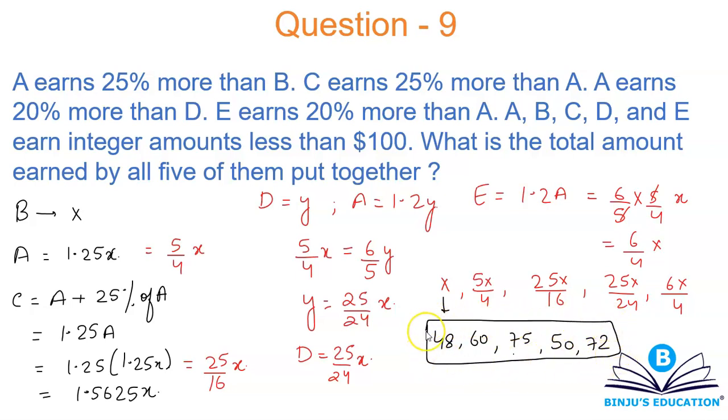Now the value of x can be any multiple of 48. For example, you can take it to be 96 also, but if you take it to be 96, then all of them will not earn an integer amount less than 100. Some of them will earn an amount which is greater than 100. Or you can simply multiply these numbers by 2 also, because 96 is twice of 48. So some will go beyond 100, and one will exactly be 100. Okay. So what is the total amount? Add them, that will be your answer.